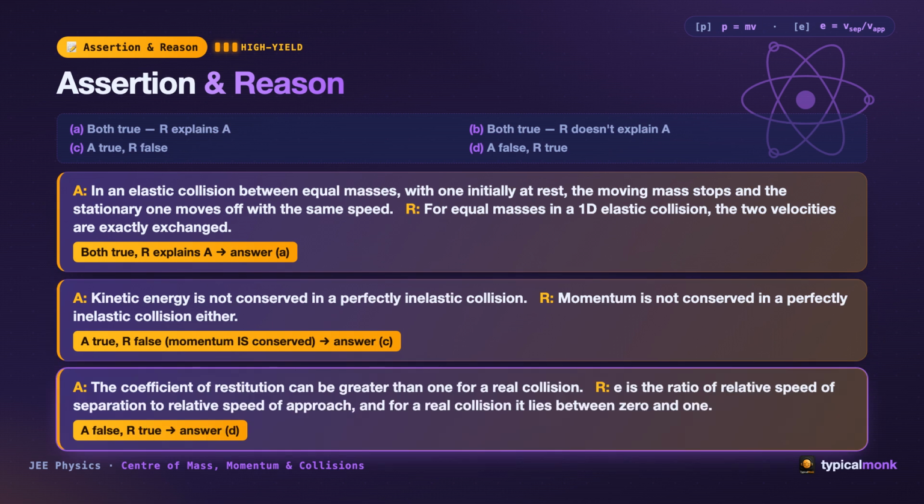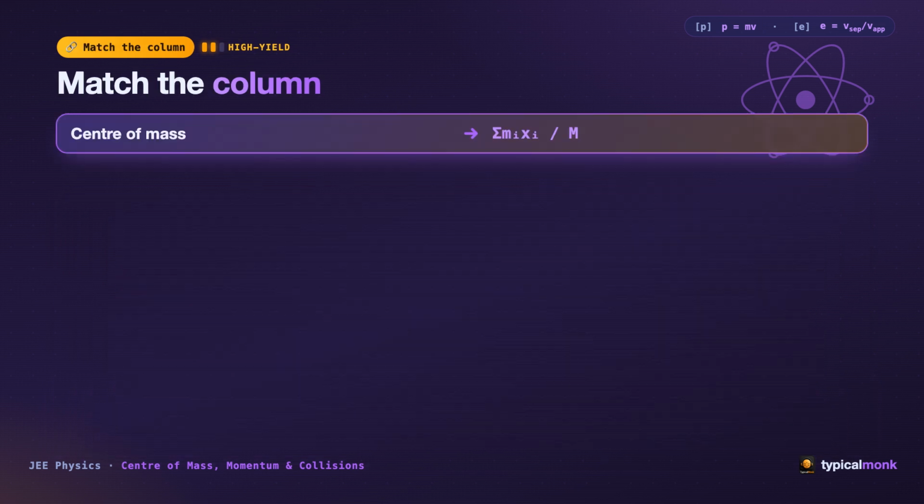Third one, assertion. The coefficient of restitution can be greater than 1 for a real collision. Reason, E is the ratio of the relative speed of separation to the relative speed of approach, and for any real collision, it lies between 0 and 1. Check the reason first. True. Now the assertion. A value above 1 would mean the bodies gain kinetic energy from nowhere, which is impossible. So the assertion is false. Answer D.